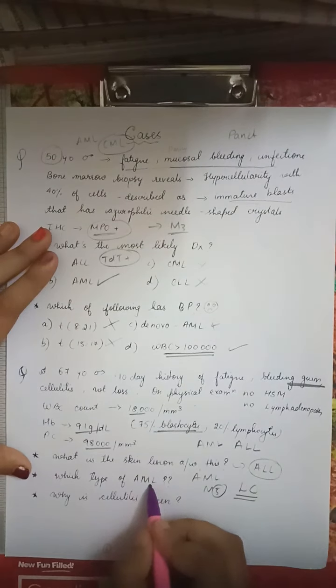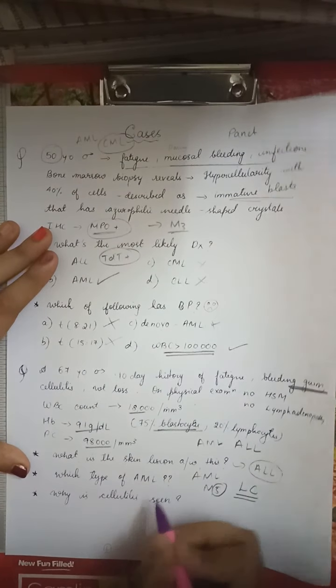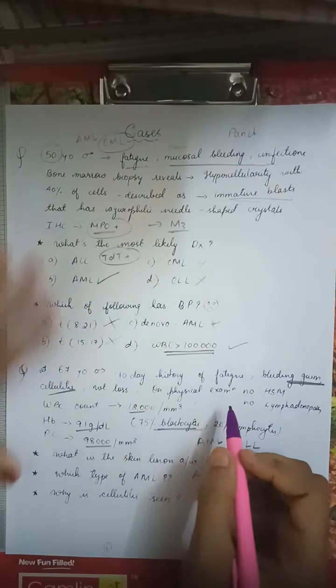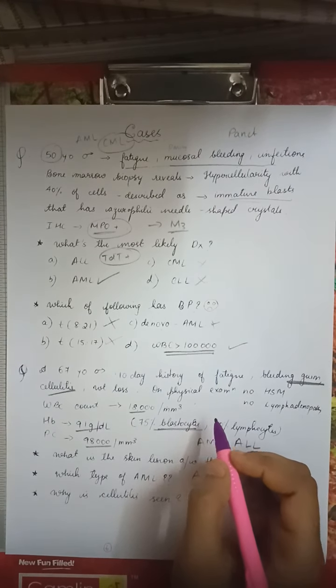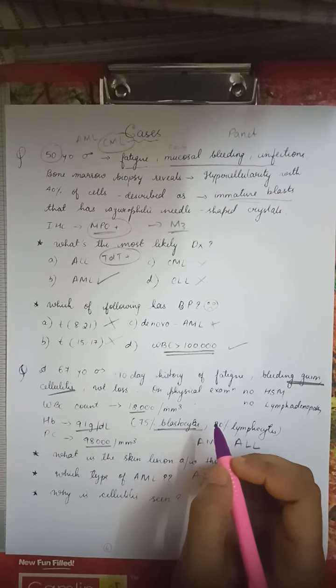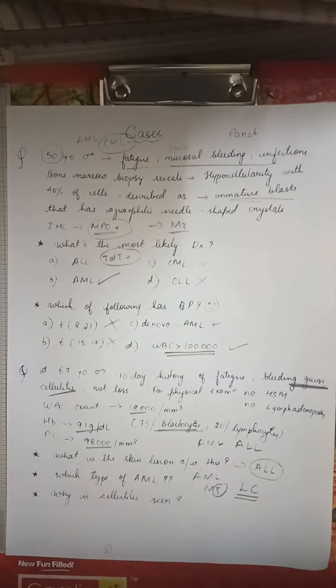So which type of AML? It is M5. And why is there cellulitis? Remember there is pancytopenia, so basically there is neutropenia, that is a decrease in neutrophils. So there can be a lot of infections, so there is cellulitis. That's it.